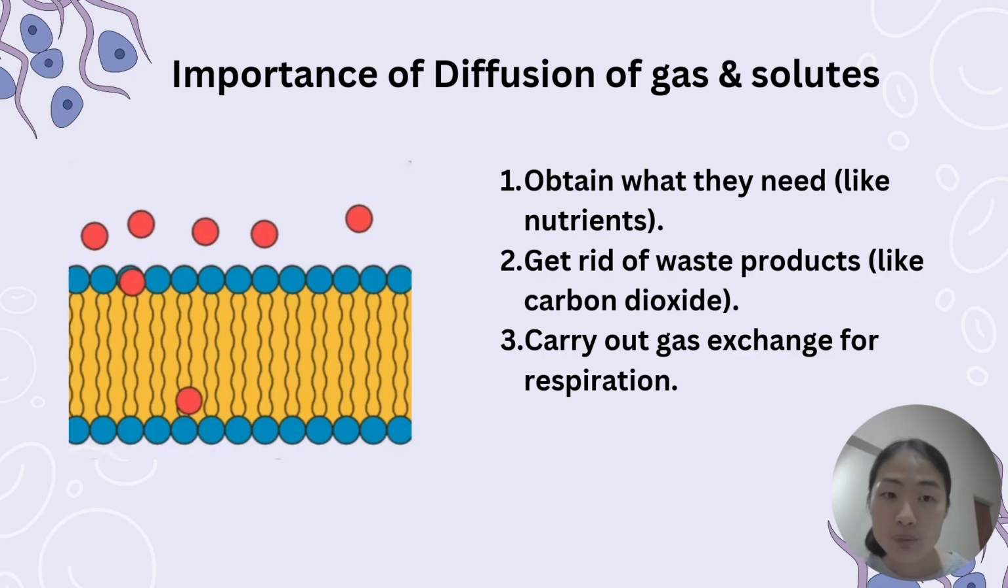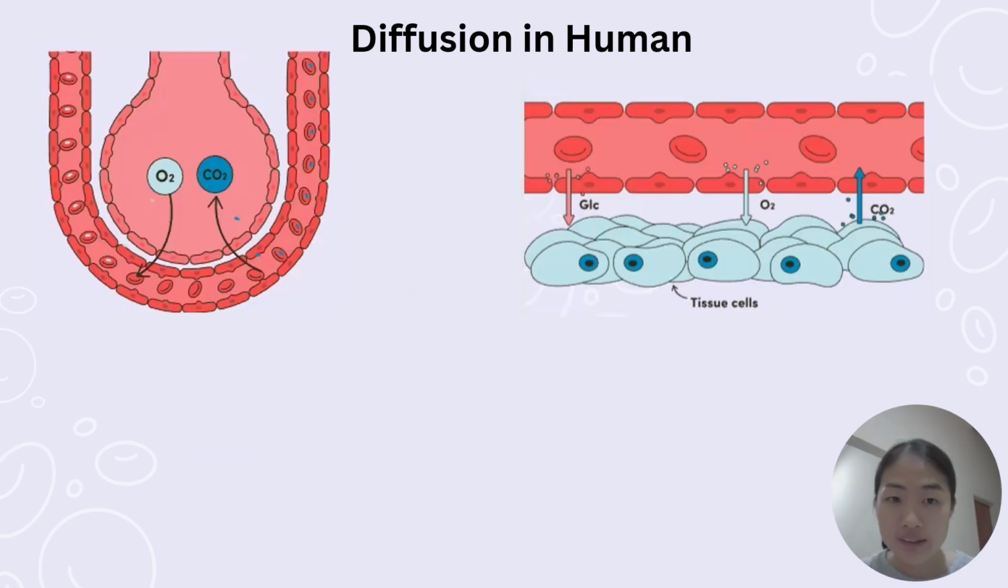Secondly, it can help to get rid of waste products like carbon dioxide. So waste products can move out from the cell by diffusion. Thirdly, it can help to carry out gas exchange for respiration. You must always remember that diffusion is very important for gas exchange in both animals and plants.